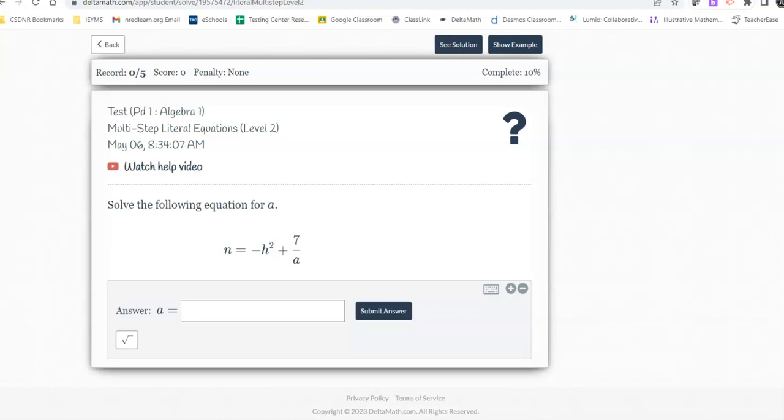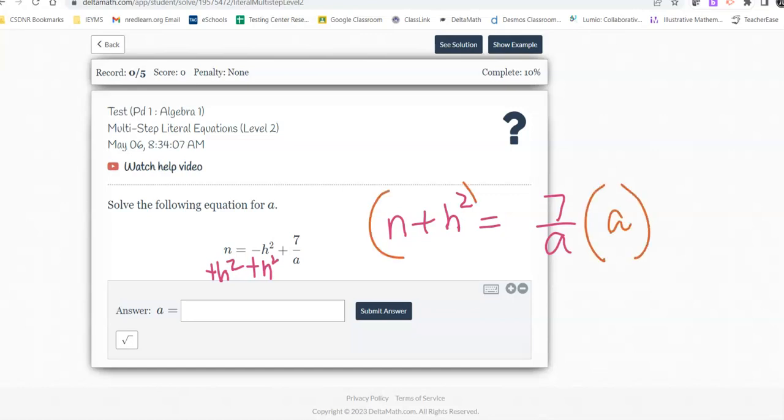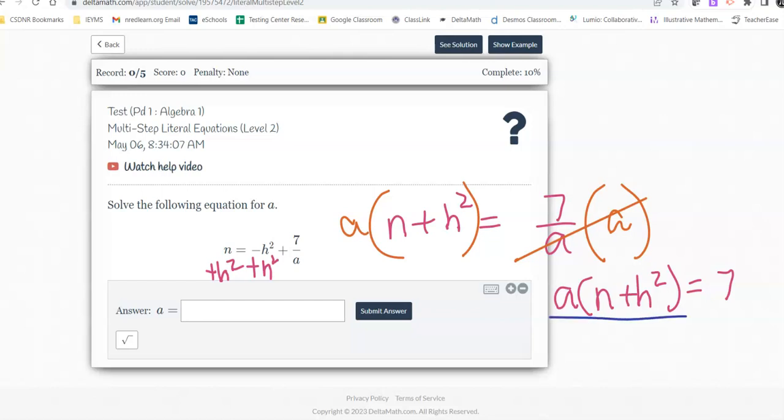So let's see, I've got here n, and I'm going to add h squared to both sides. And now I need to get rid of this a, and you get rid of a denominator by multiplying both sides completely by a. Okay, we're getting closer. So now we have a really long piece of math with my a, which is almost like getting worse before you get better. But now for our final step, I can get a by itself by dividing by this entire huge quantity.